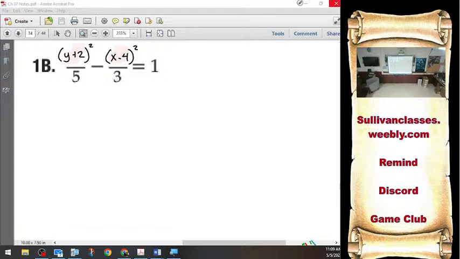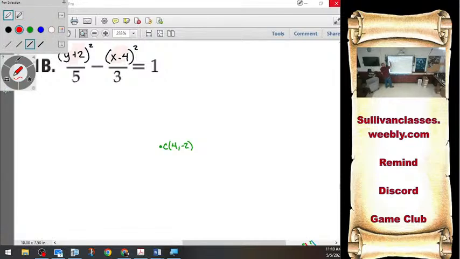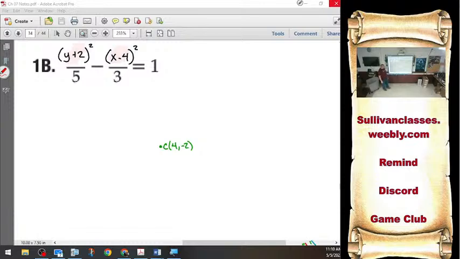Man, do we figure out all this radical business? My center, 4, -2, HK. My slope for my asymptotes.